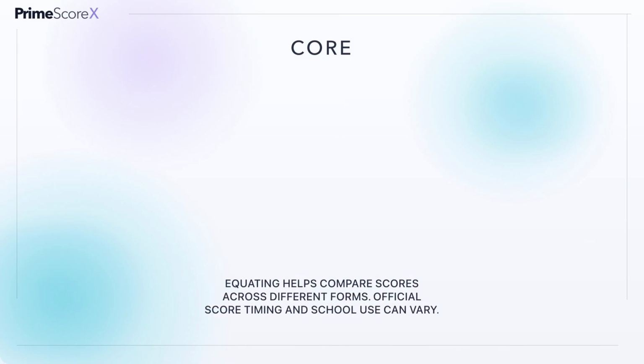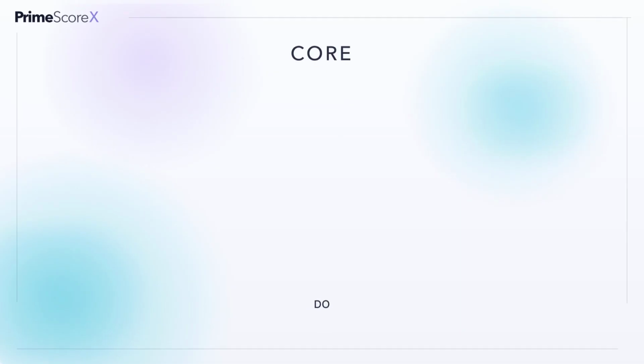The next layer is how the detail behaves inside the real exam experience. Equating helps compare scores across different forms. Official score timing and school use can vary. If you prepare only by reading notes, this part can still surprise you. If you train with the structure in mind, the same information becomes predictable and manageable.